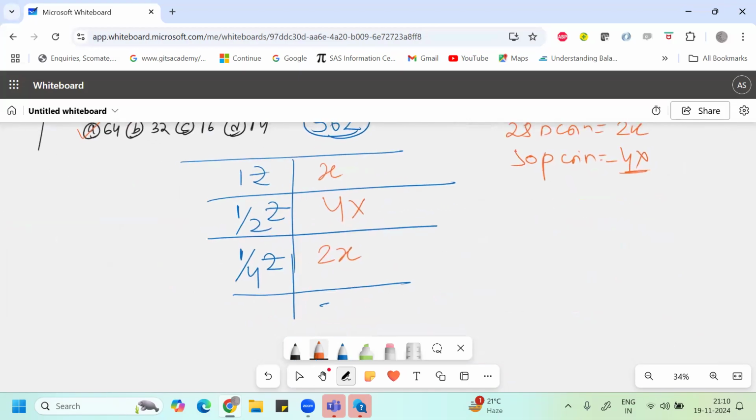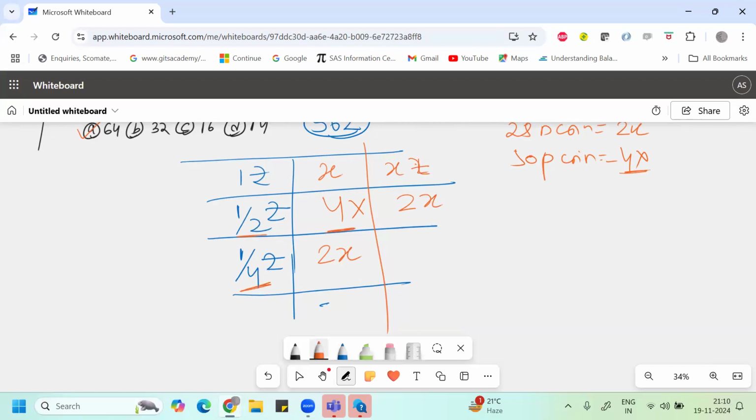Now if I multiply, if you have x coins of 1 rupee, the value of that is 1 rupee times x, which is x rupees. I hope everyone understands this part. Now for 50 paisa, if you have 4x coins, then the value of this would be 2x.